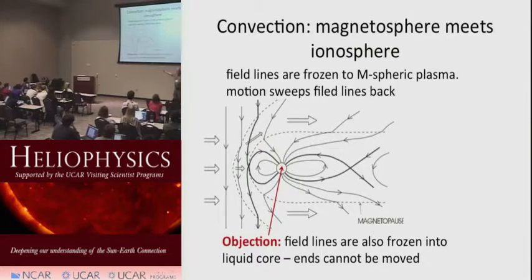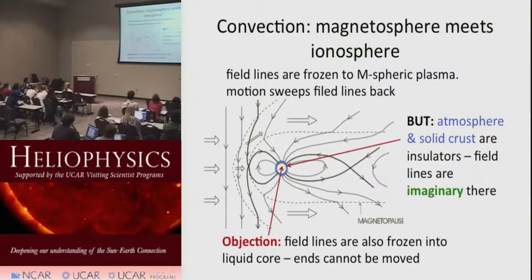So what gives? The answer is there's a gap between the solar wind and the core, known as the Earth's atmosphere and the Earth's crust, where the conductivity is not high. The field lines are not frozen. In fact, at that point, field lines could be considered imaginary.